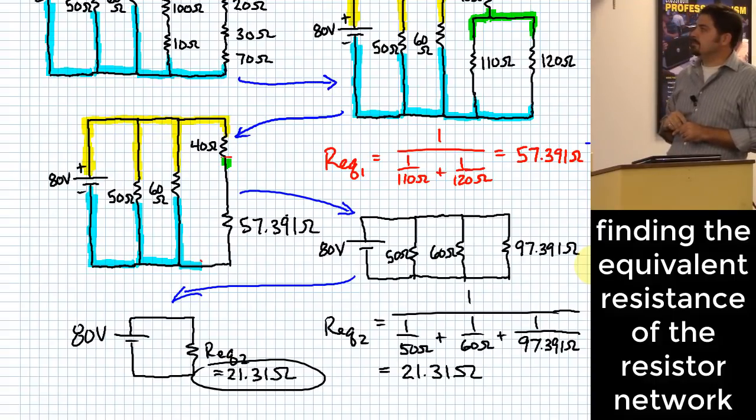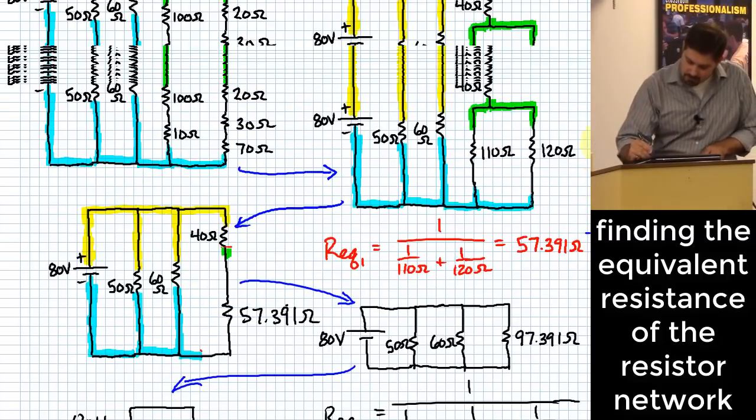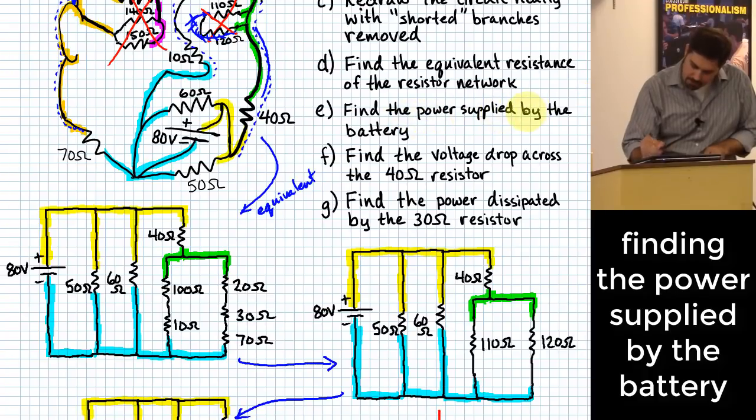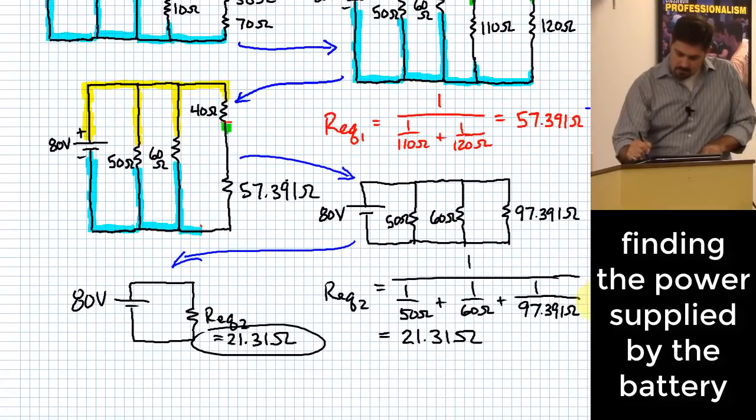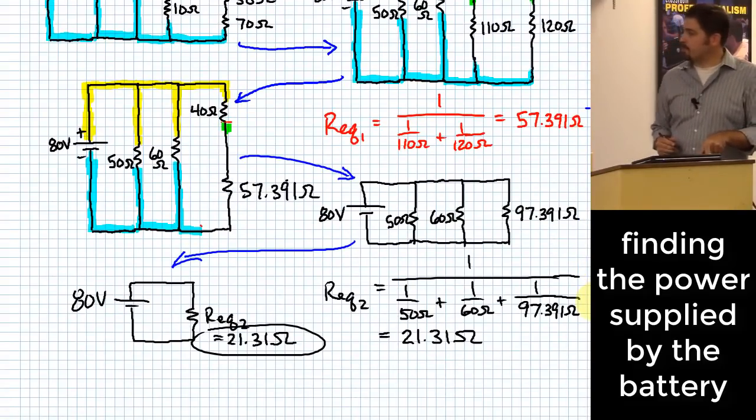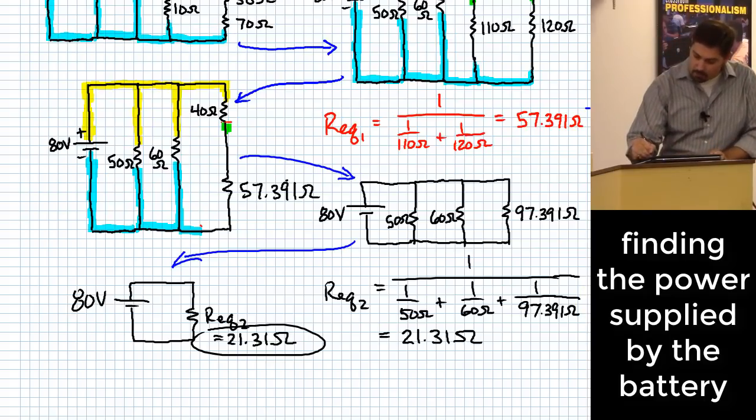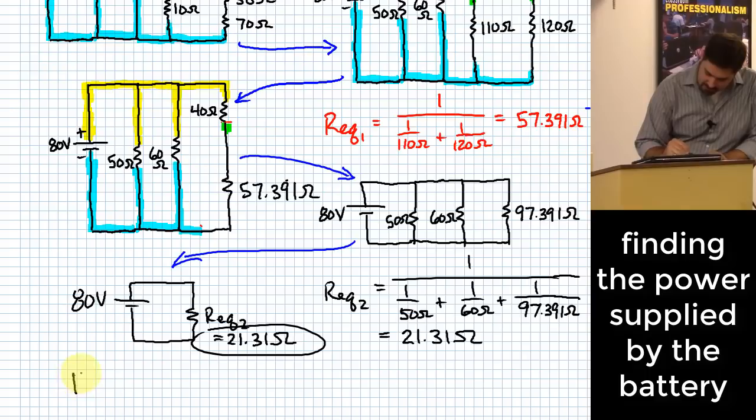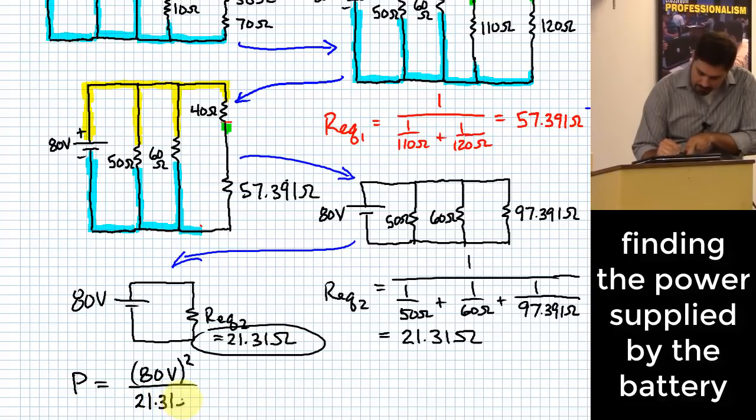Okay, so what then? Power dissipated, what did it say? Find the power supplied by the battery. All right. So there's a couple of different expressions we have for power. One of them is what? V squared over R gives us power. And we happen to have, in this case, voltage and resistance. And so that tells us that the power dissipated by this whole circuit is going to be equal to 80 volts squared over this equivalent resistance of the whole thing, 21.31 ohms.